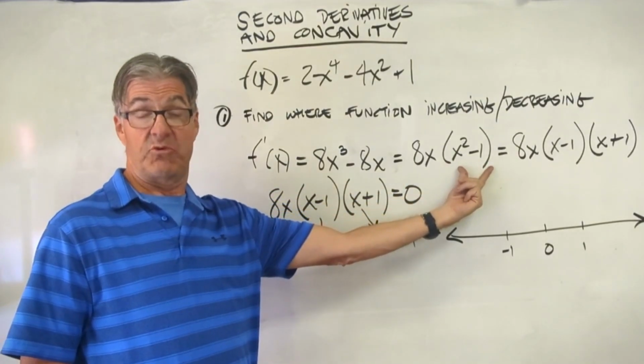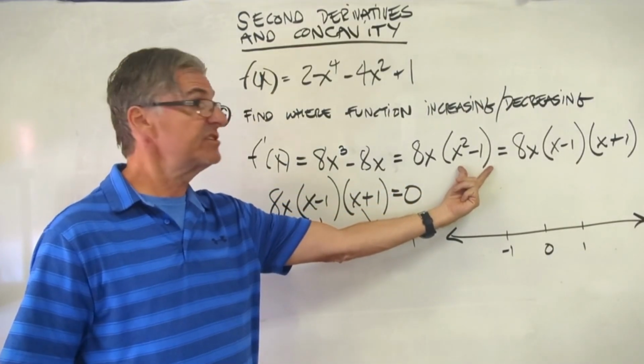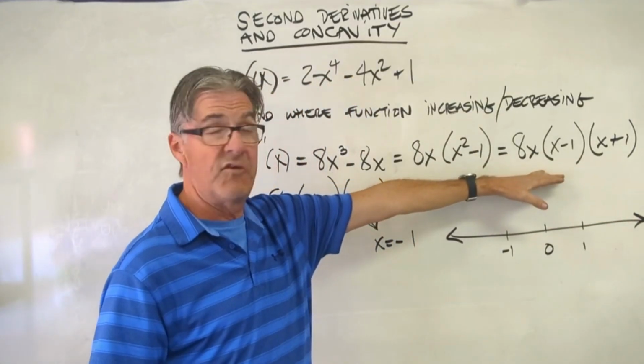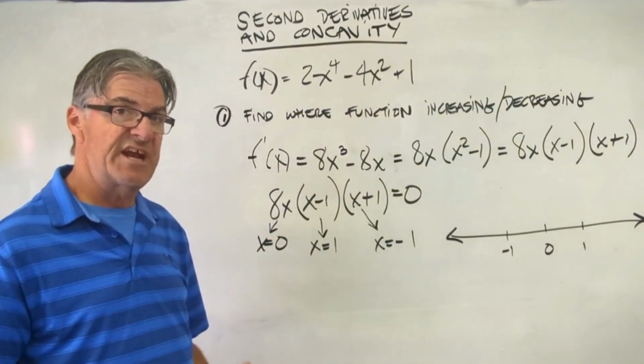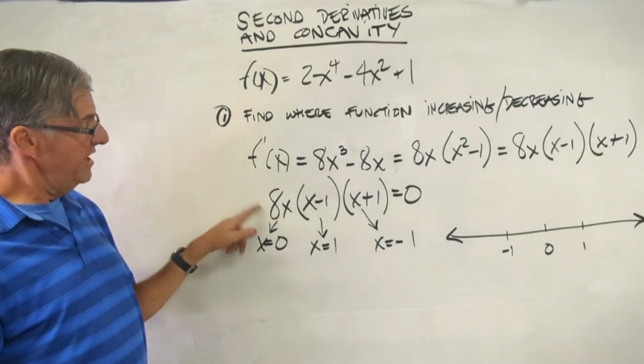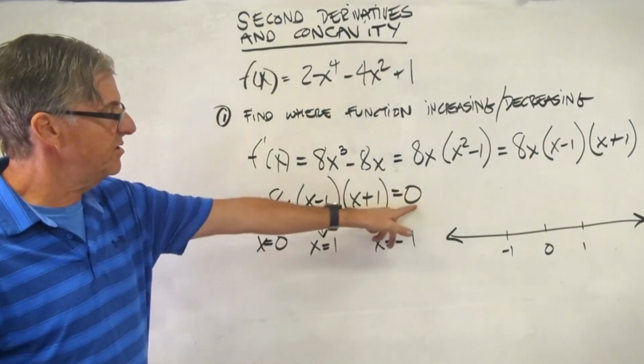This is a difference of squares. This is just x plus 1 times x minus 1. So I wrote that out here. So that's my factored form. Now I have 3 terms that I can set each one equal to 0 and solve, which I did here. 8x times x minus 1 times x plus 1 equals 0.